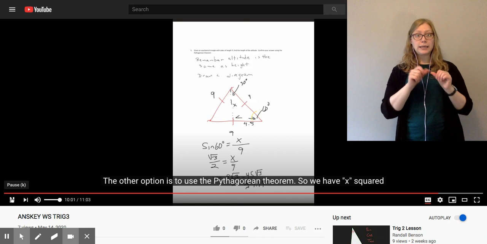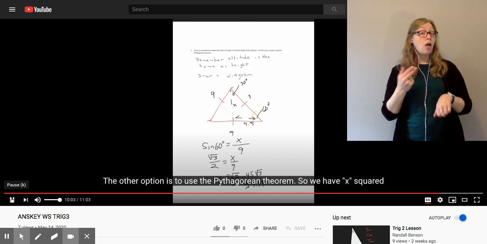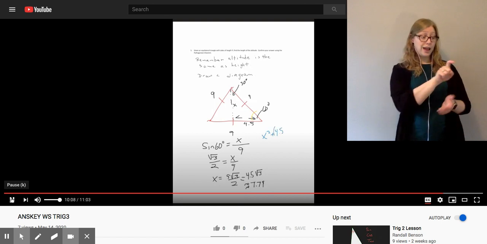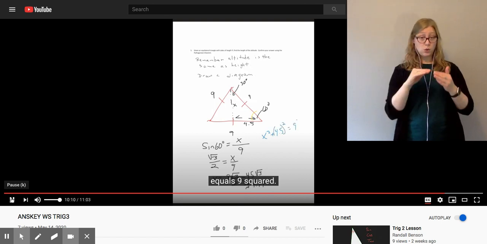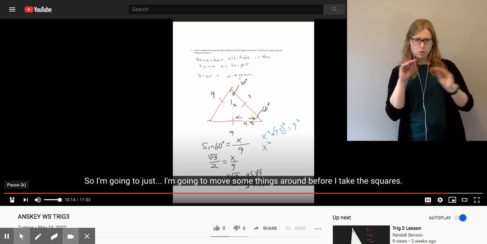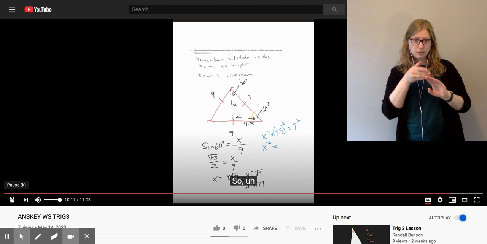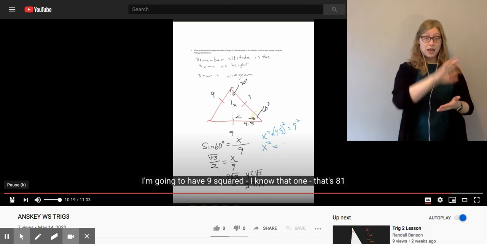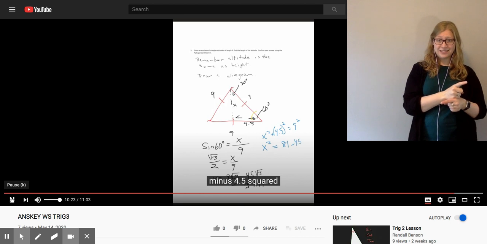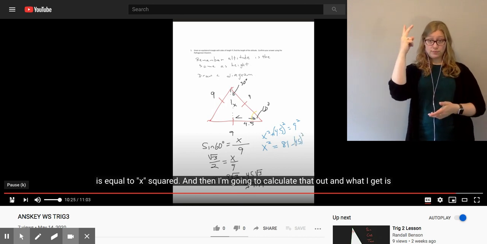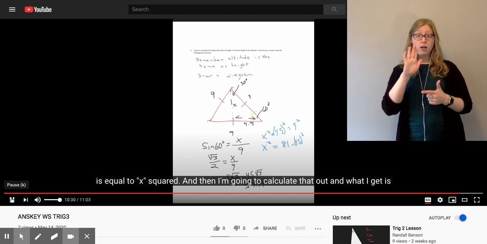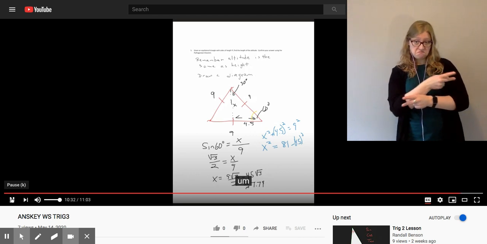The other option is to use the Pythagorean theorem. So we have x squared plus 4.5 squared equals 9 squared. So I'm going to move some things around before I take the squares. So I'm going to have 9 squared. I know that one. That's 81. Minus 4.5 squared is equal to x squared. And then I'm going to calculate that out.